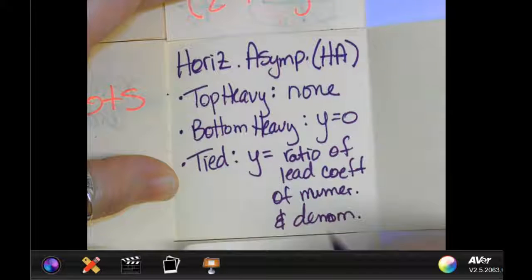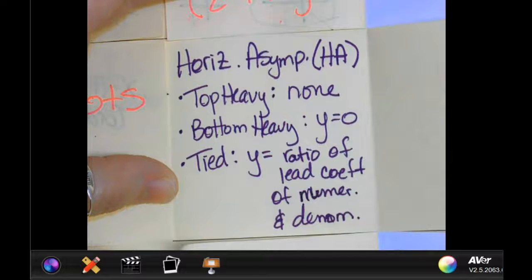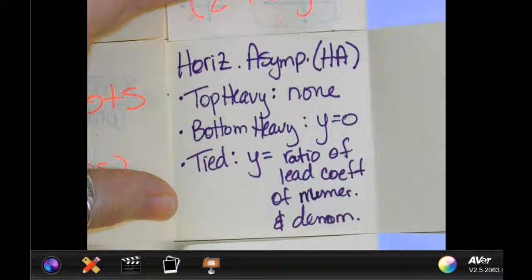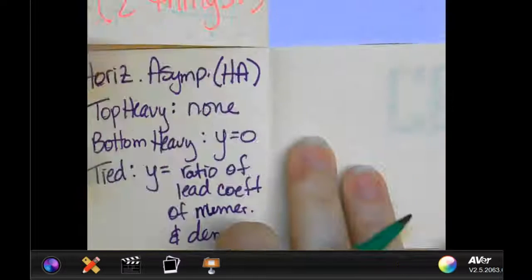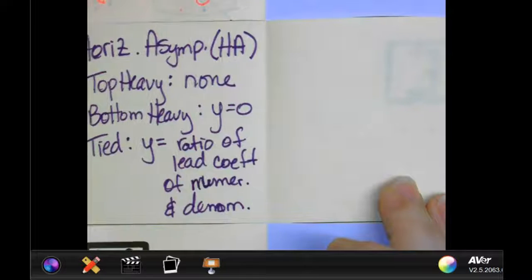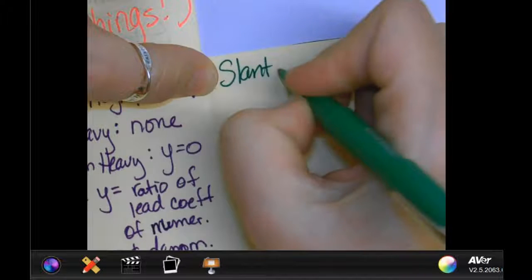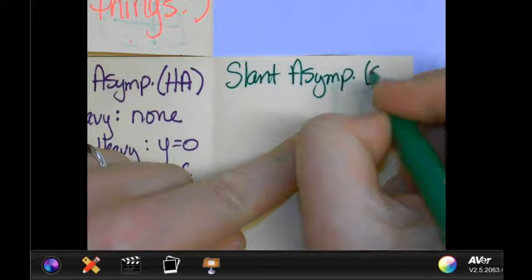Looks like numerator. I was afraid to just put ratio. What kind of ratio you might find. Right, so lead coefficients of numerator and denominator. Right, all 100% review. Then what's the asymptote that's missing? Slant. Okay, so slant asymptote, abbreviated SA.